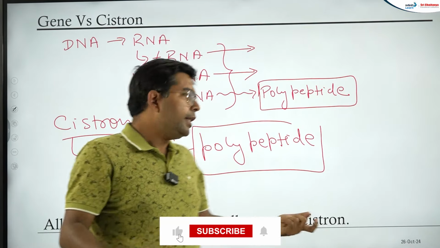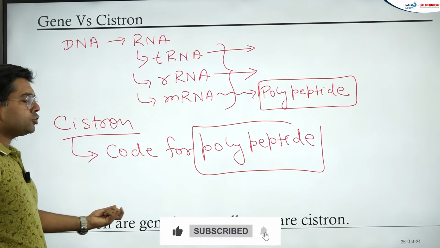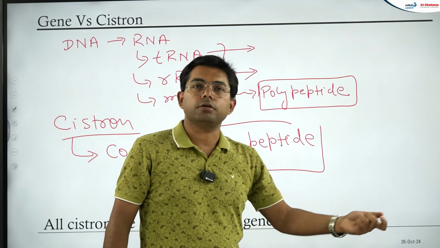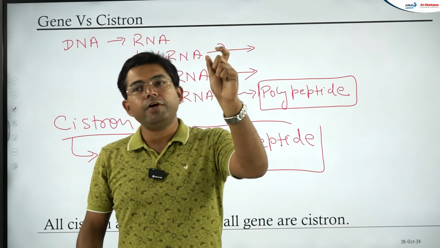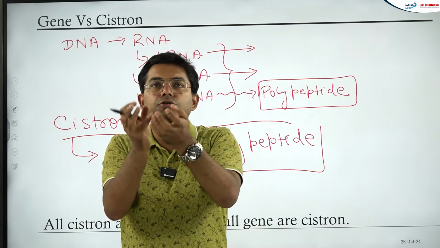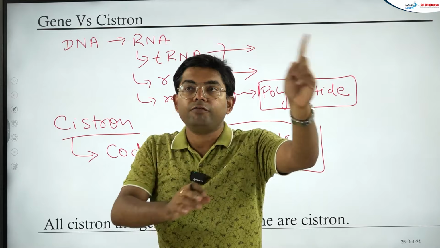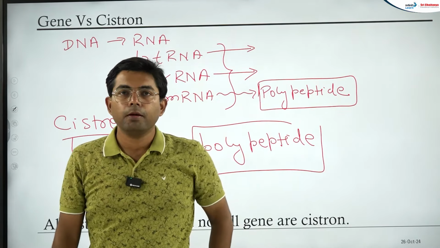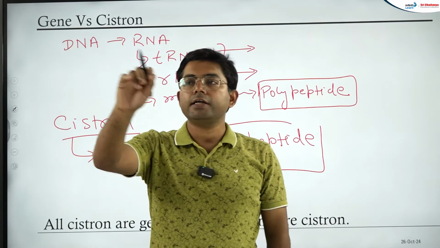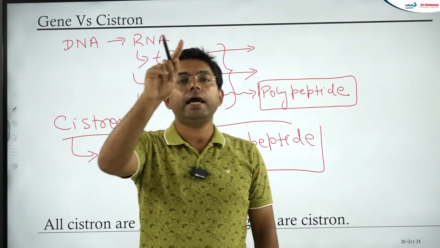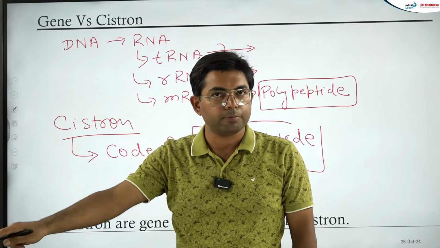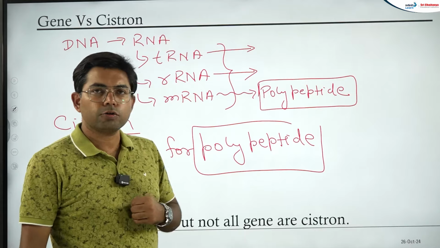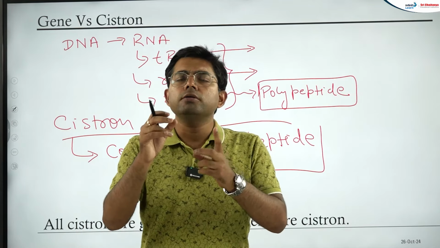So can we say that all cistrons are genes but not all genes are cistrons? Means a cistron is a gene, but not every gene is a cistron, because tRNA will not get translated into protein, the rRNA will not get translated into protein. Only mRNA will get translated into protein. This point is clear.